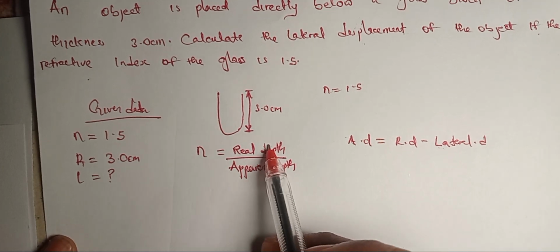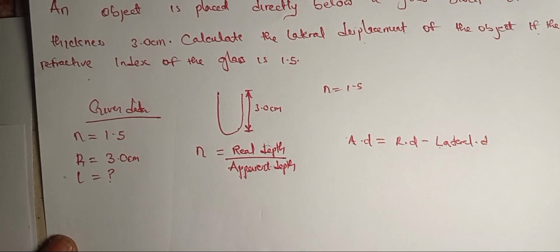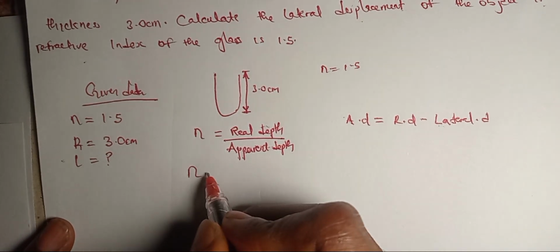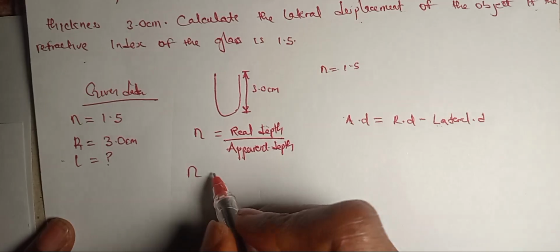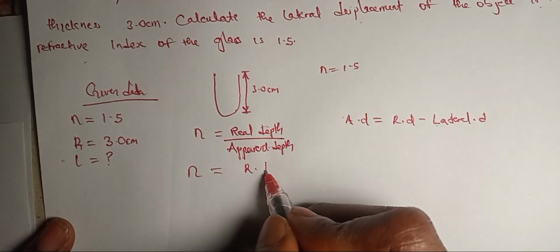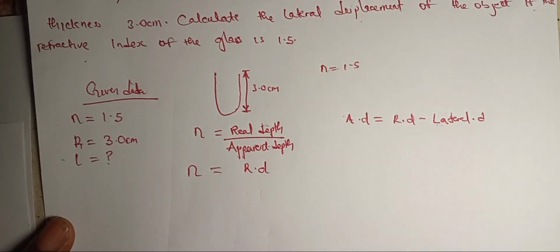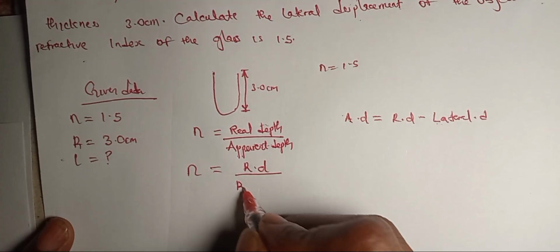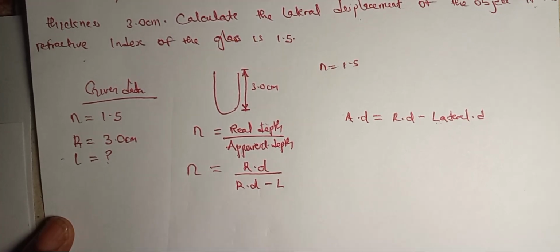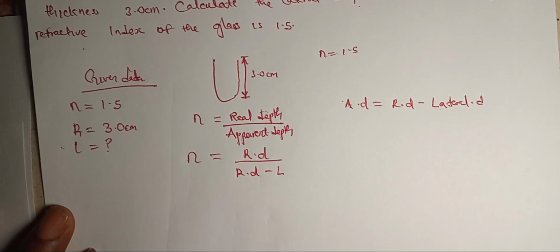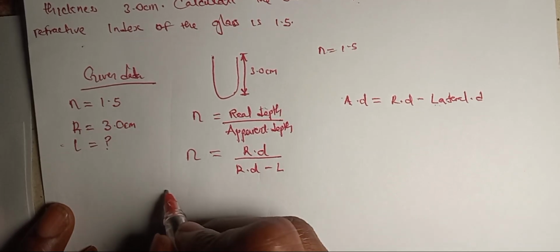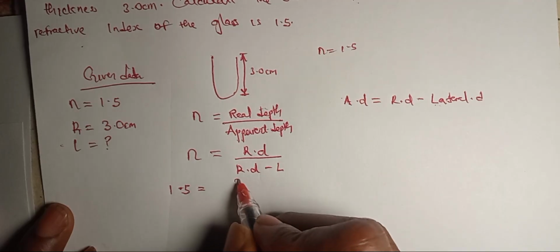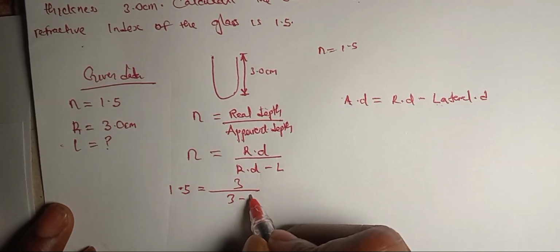When we are given the real depth, we are not given an apparent depth in this form of question. So we can write it like this. The refractive index will be equal to real depth, let's denote the real depth as RD, upon the apparent depth, which is the real depth minus the lateral displacement. So we can now input our values. We are given the refractive index to be 1.5, equal to 3 upon 3 minus L.